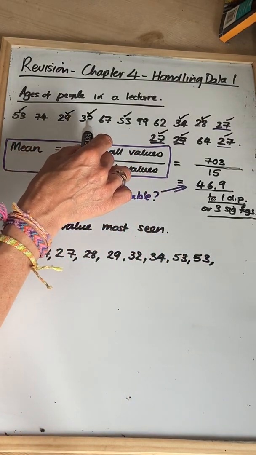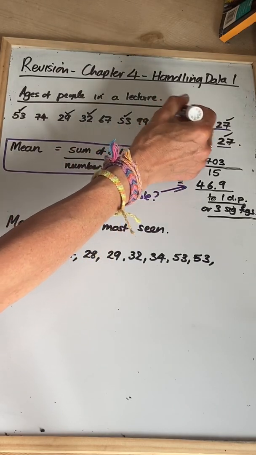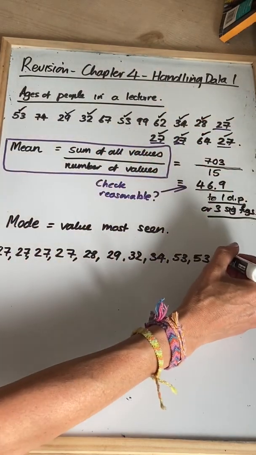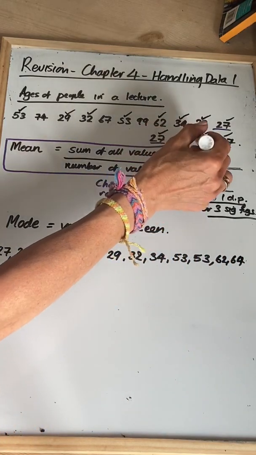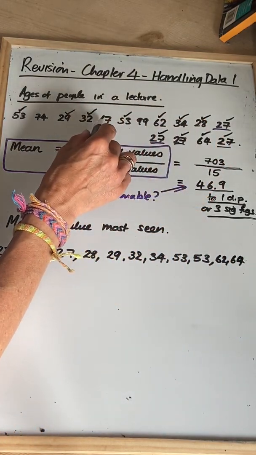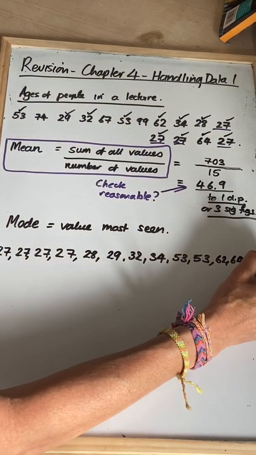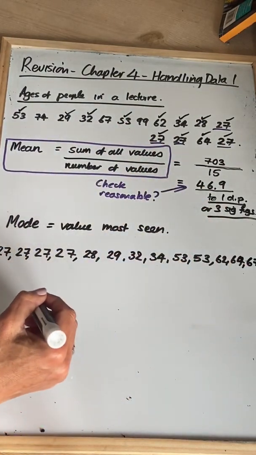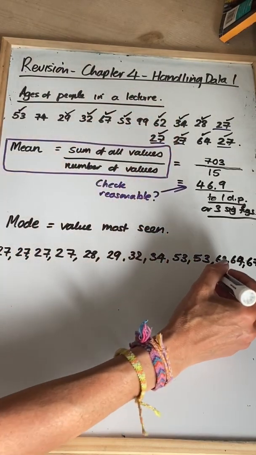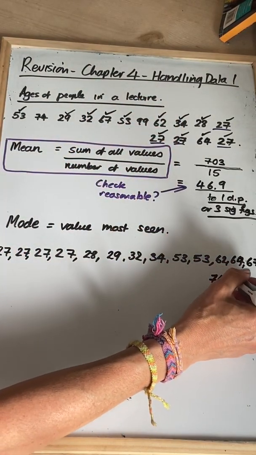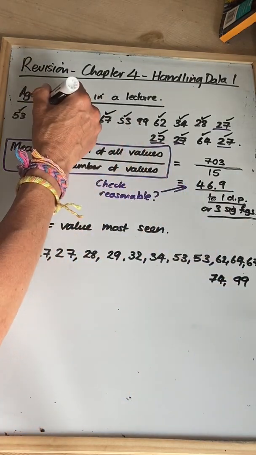Have I got anyone in their 60s? Yes, I have. I've got a 62-year-old and a 64-year-old. A 62 and a 64. They're both done. Then I've got a 67-year-old. Oh, I'm not going to quite fit these in, am I? 67-year-old. I'm going to go up just onto my next line. And then I've got a 74-year-old and a 99-year-old, my last two.